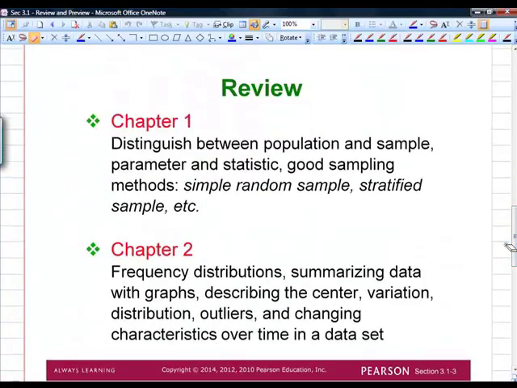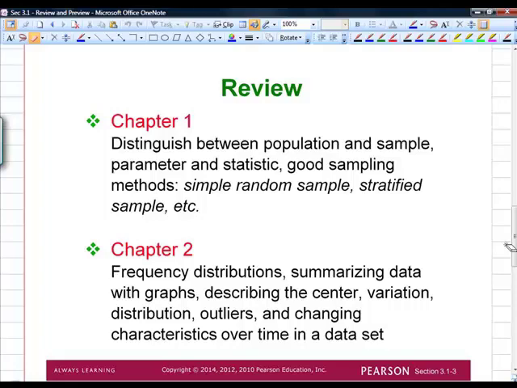In Chapter 1, we distinguished between populations and samples. On your test, you'll be expected to do that. Remember, populations go with parameters, statistics go with samples. We looked at good sampling methods such as simple random samples, stratified sampling, and cluster sampling. There are bad samples like convenience sampling and self-selected surveys.